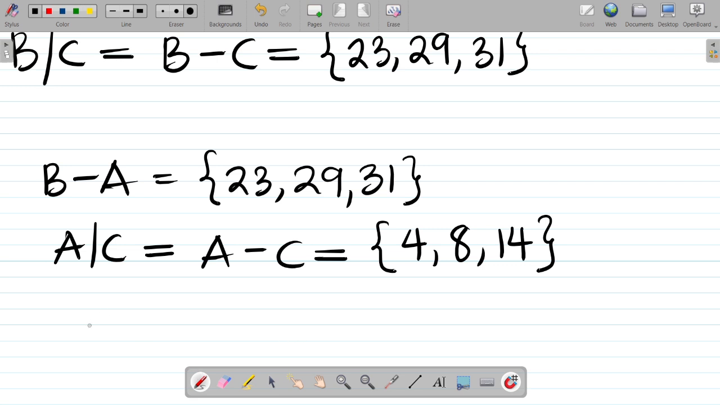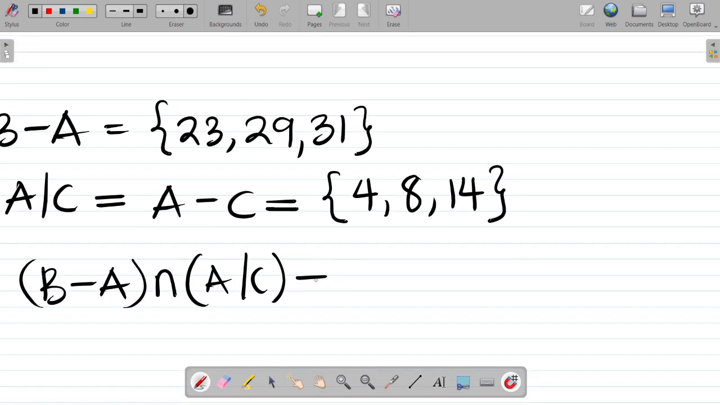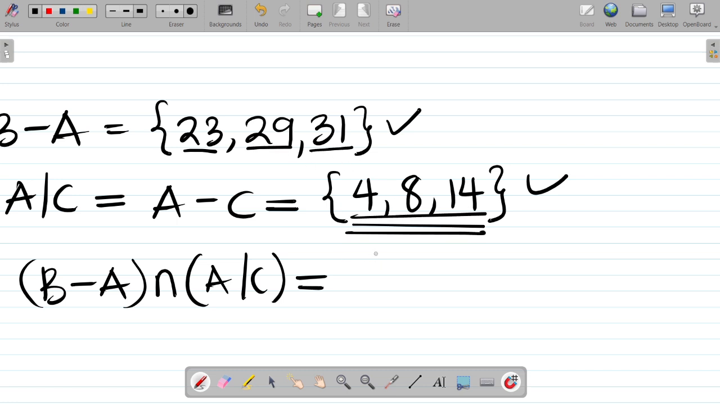All right, so we were asked to find B minus A intersection A slash C. What this simply means is that you look for the elements common between these two. What elements are common? You have 23, it's not here. You have 29, it's not here. You have 31, it's not here. So there's nothing common between them. That becomes an empty set. Don't forget that we can also write an empty set as phi. So this or phi. That's your answer.